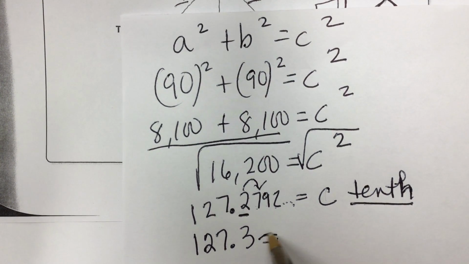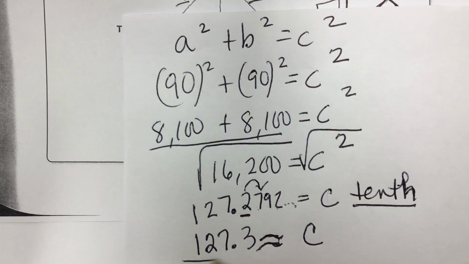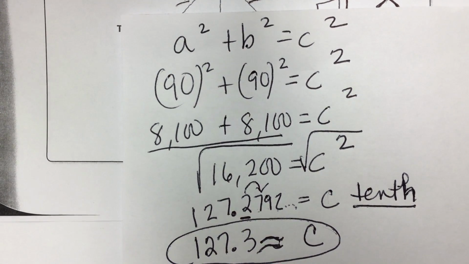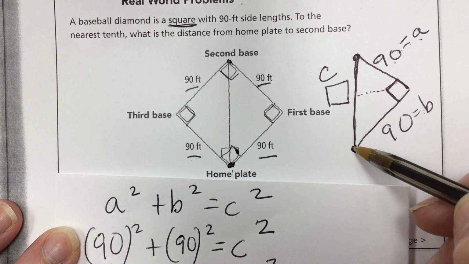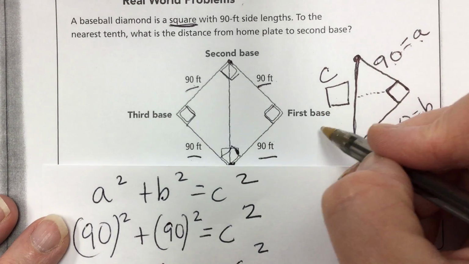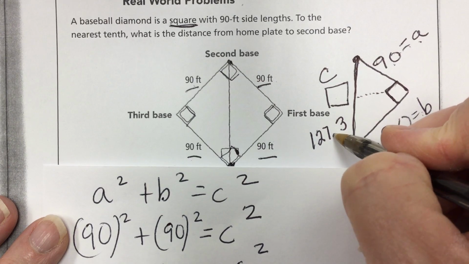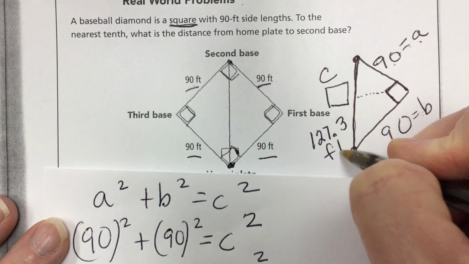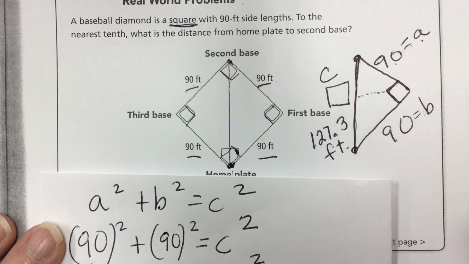So my final answer, and I'm going to do little squiggly lines showing you that we've approximated C. So the approximate value of the distance from home plate to second base is 127.3. And that would be feet, because all of this was in feet. So 127.3 feet.